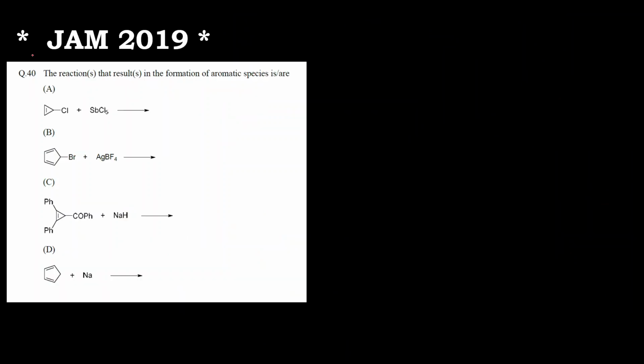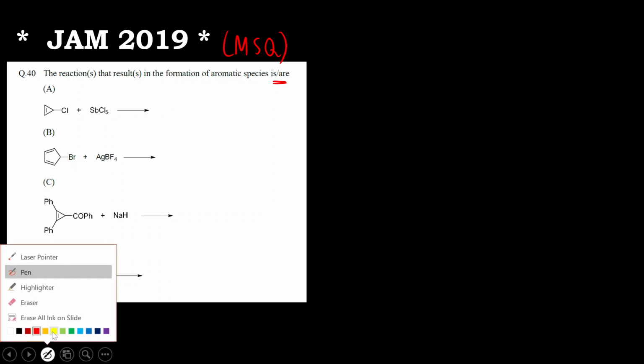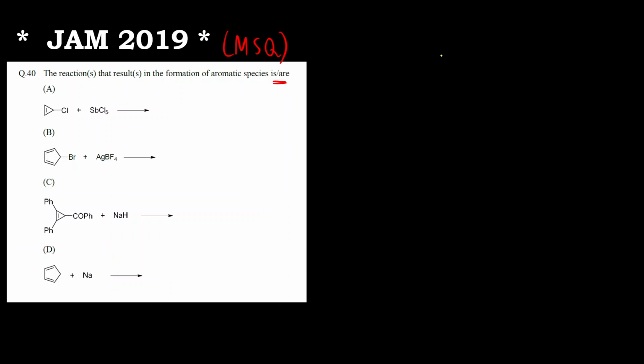Now let us see the next one. This was asked in JAM 2019. It is again an MSQ question. More than one answer will be correct. So what we have to do is, for all the options, write down the product and then find out whether the product will be aromatic or not. So let us first write down the first one.